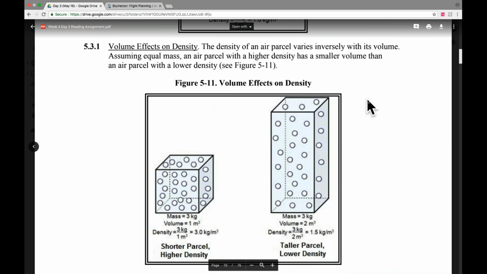So, volume effects on density. The density of an air parcel varies immensely with the volume, assuming equal mass. An air parcel with higher density has a smaller volume than an air parcel with low density. Okay.